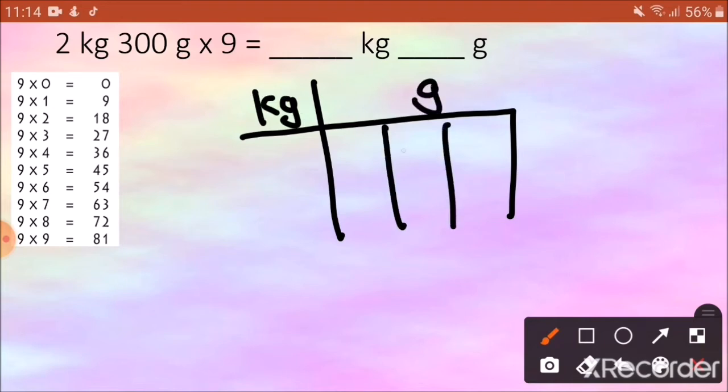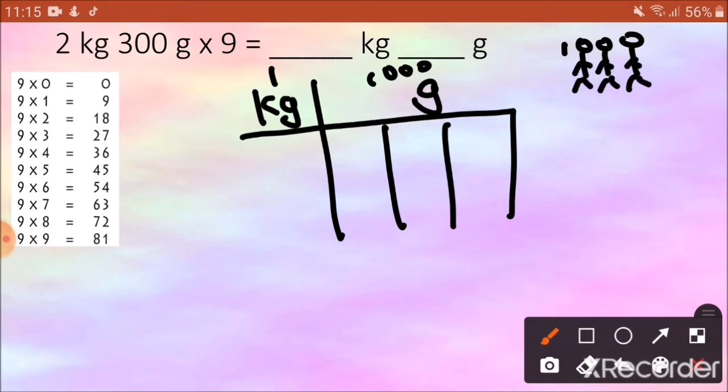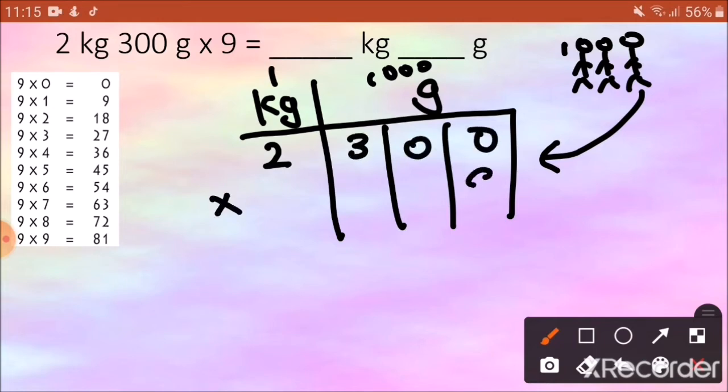Remember, 1 toilet, 1 person. 1 kg is equal to 1000 grams. So in this 1000, each zero, you just imagine that it's a human. Anggap dia sebagai satu manusia. So satu manusia, satu orang, satu tandas. So one number, one column, or one tandas. Now we can fill in the blanks. The 2 kg we write here, and then 300 grams, and then multiply by 9.